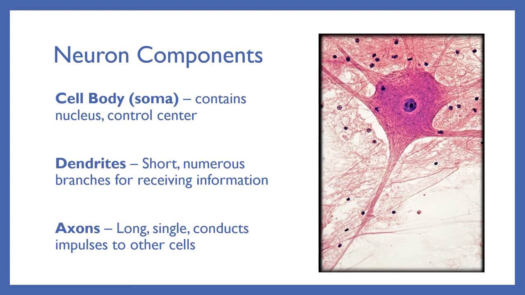The big 3 of the neuron components are the cell body, or soma. This large area contains the nucleus, and it's the control center of that neuron. The dendrites are short, numerous branches that come off of the cell body that receive information. They bring that information into the cell body of the neuron. A long, single axon is going to conduct that impulse away to the other cells.